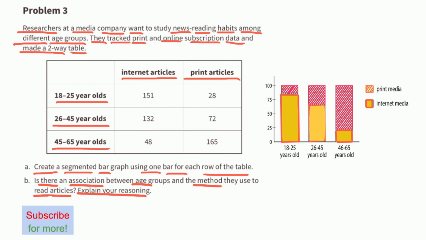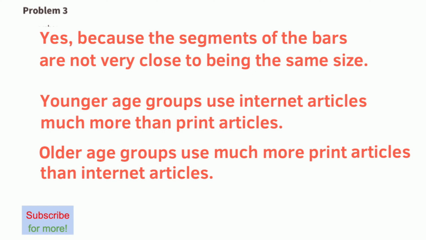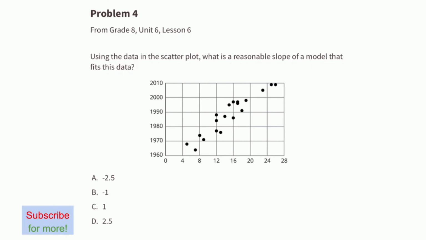Explain your reasoning. Yes, there is an association because the segments of the bars are not very close to being the same size. Younger age groups use internet articles much more than print articles. Older age groups use much more print articles than internet articles. Problem number 4 from 8th grade Unit 6, Lesson 6.